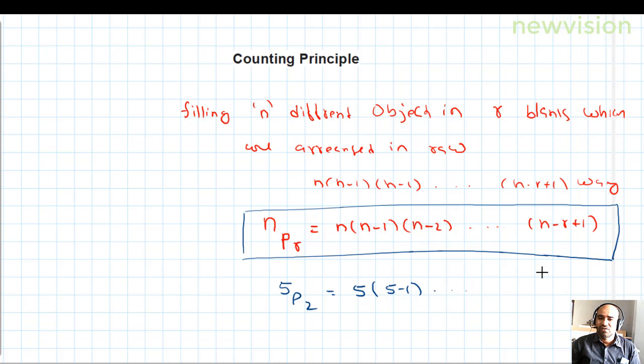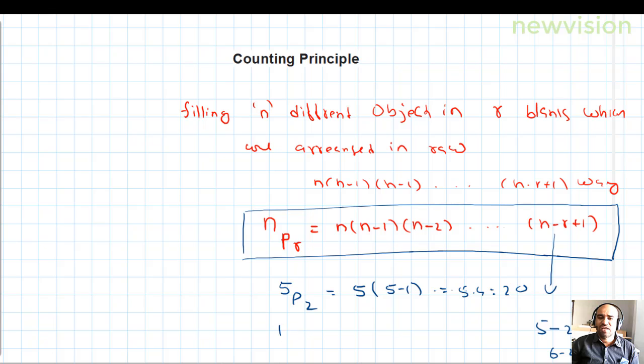Up to what is important? You need to use this. 5 minus r means what here? 2 plus 1. So 6 minus 2. What is 6 minus 4? Up to 4 only. Up to 4 means what? 5 into 5 minus 1 completed. So that is 5 into 4, that is equal to 20.